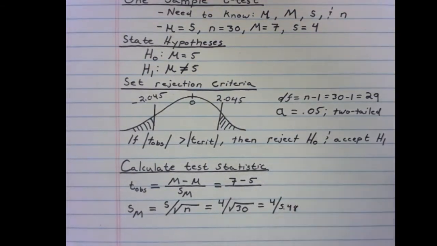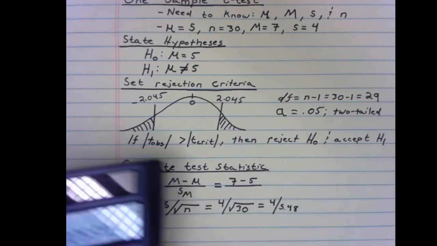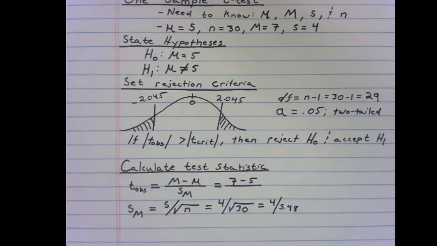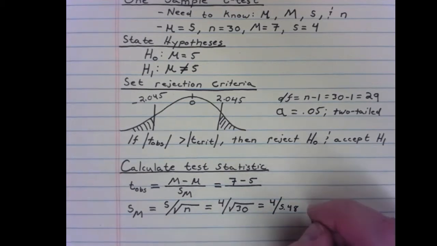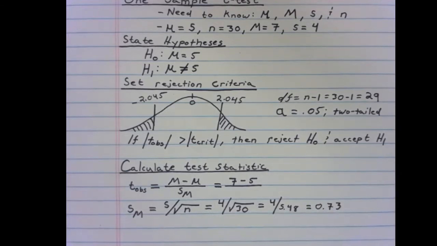Now, for the sake of clarity, I'm going ahead and rounding to 2 decimal places in this answer. However, if you're calculating this out, don't round until you get to your final answer. So 4 divided by 5.48 gets us 0.73, rounding to 2 decimal places.